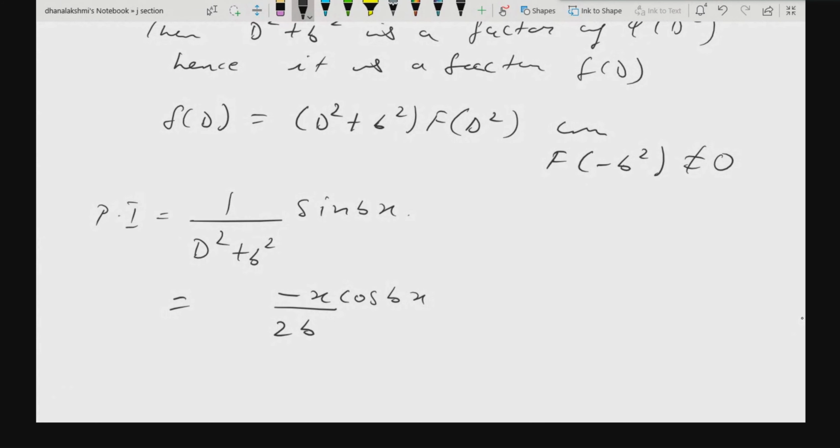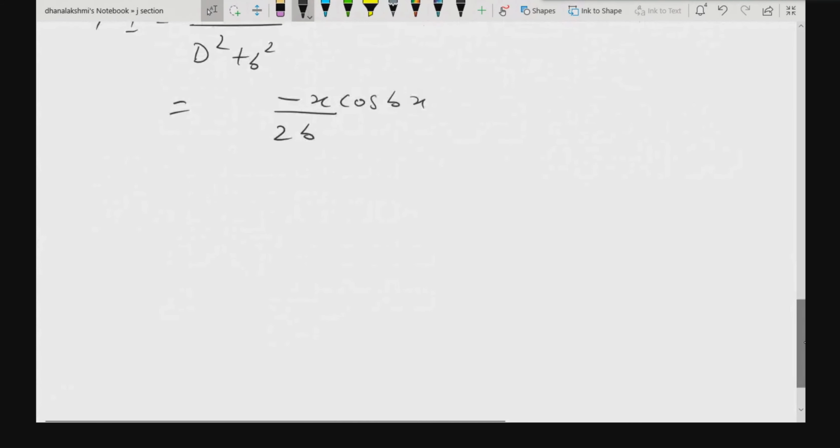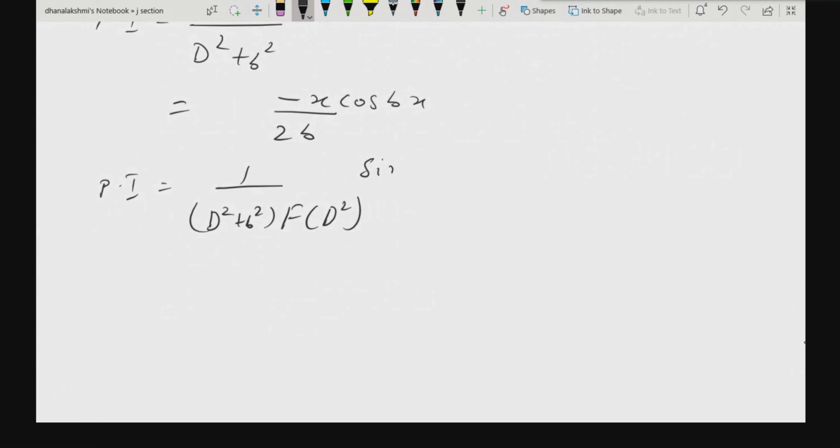Okay, so in other terms, I can write my f of d as d square plus b square, and the remaining terms again in terms of d square, or maybe just d, doesn't matter. Then how will you apply it? That means the particular integral of 1 by d square plus b square into f of d square on sine bx.